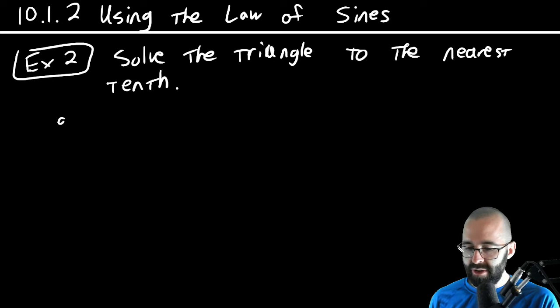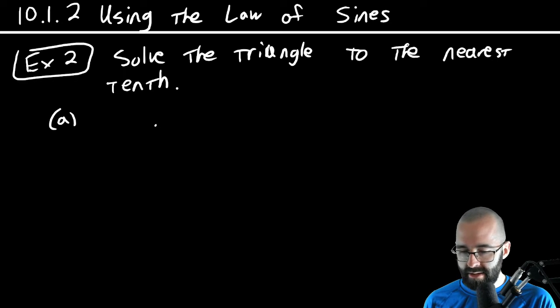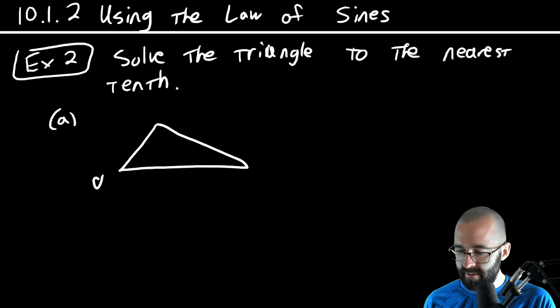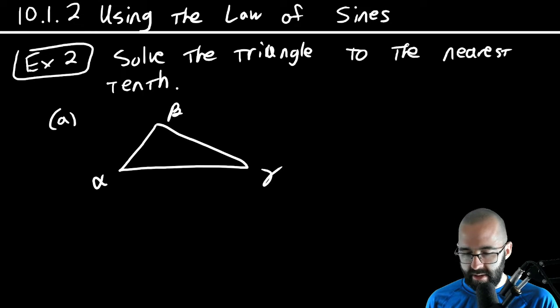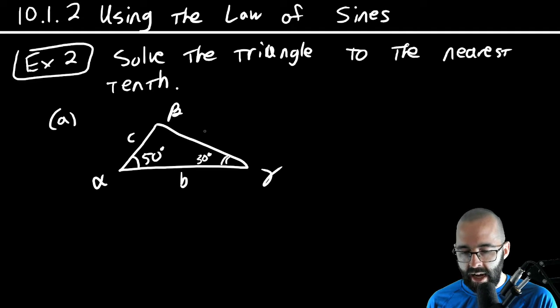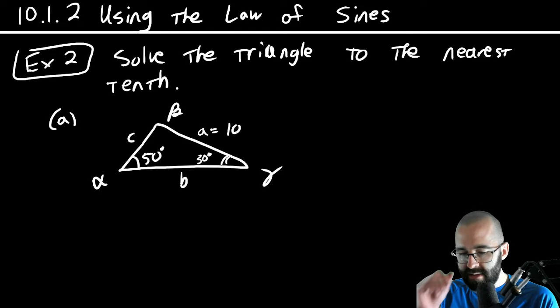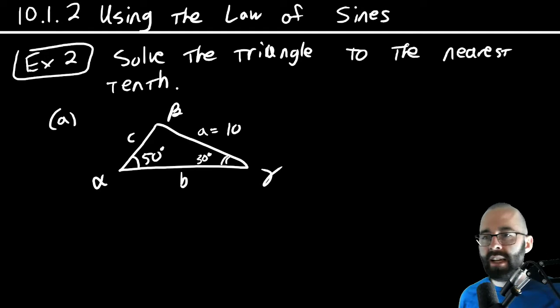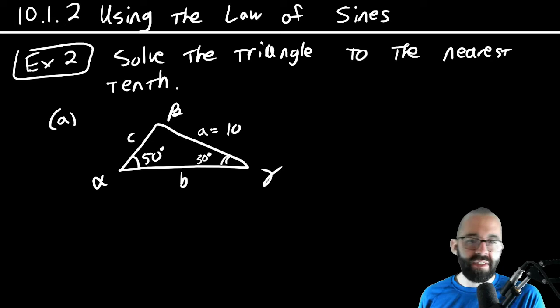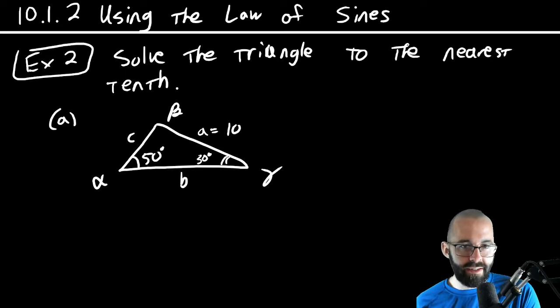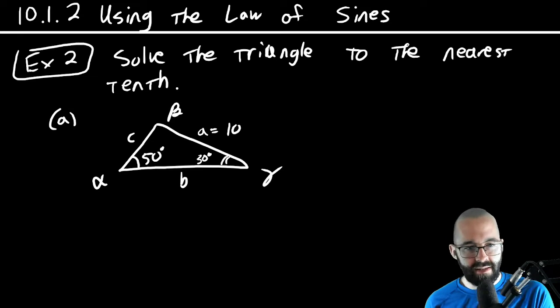Okay, so first part is going to be part A. That's going to be the triangle alpha, beta, gamma. And alpha is 50 degrees. Gamma is 30 degrees. We don't know B. We don't know C. And A is 10 units. Again, A is opposite alpha, B is opposite beta, C is opposite gamma. Alpha, beta, gamma, A, B, C.